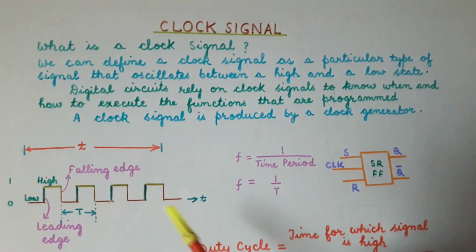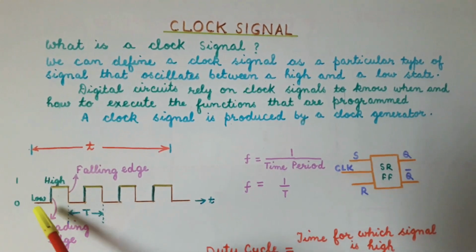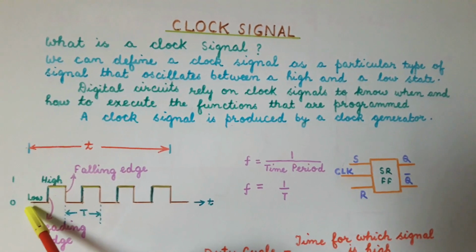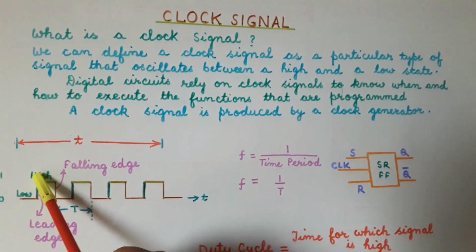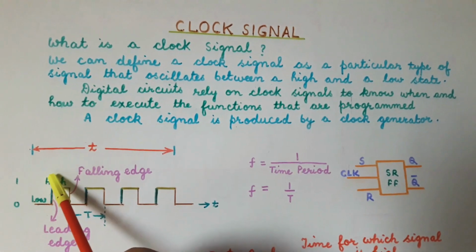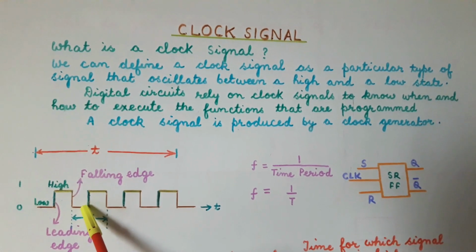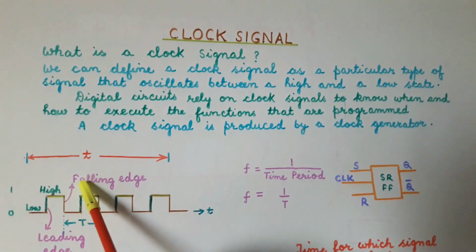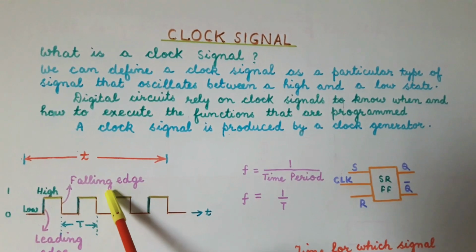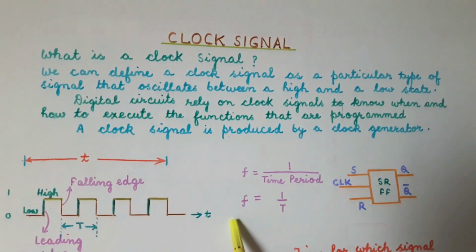Now we see that this is a clock pulse. From this figure we find that the clock is low here, that is 0 here, and then it becomes high, that is it becomes 1 here, and the time for which it is high is equal to the time for which it is low. Now again after becoming high, it becomes low for the same time, and then it again becomes high and again becomes low, and it repeats itself.